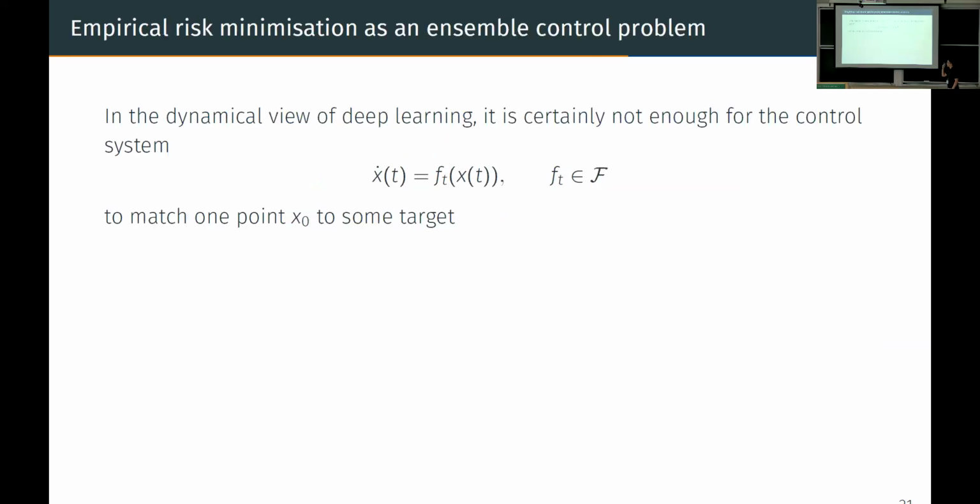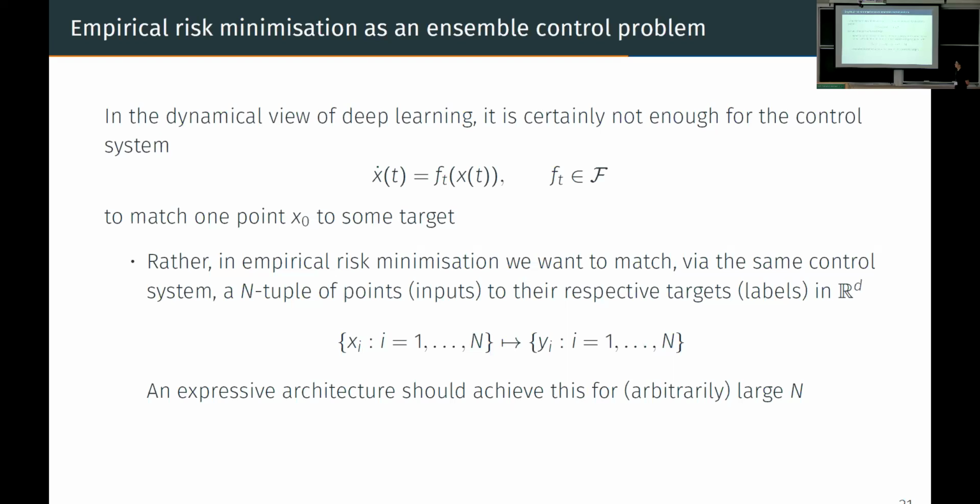However, this is not quite enough, because it's not really enough for the system to control one point to another point, right? We are thinking about approximating functions or doing classification or regression, not of one data point, but maybe of many data points, even an infinite number. So for example, in empirical risk minimization, that means minimizing training error, we need to use the same control to steer some tuples of points. These are all the training input data, and these are the output features. We want to steer this for all n using the same control. This is number one: we have to use the same control to steer many points. So this is kind of an ensemble control problem.